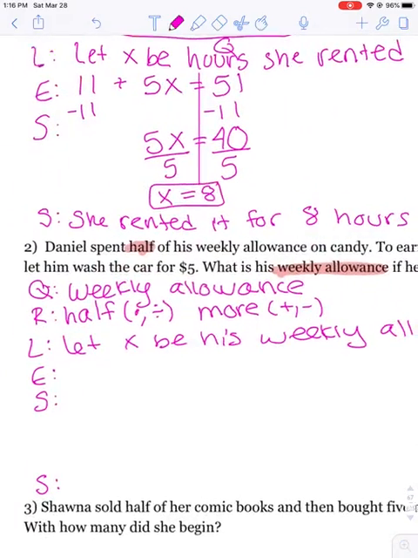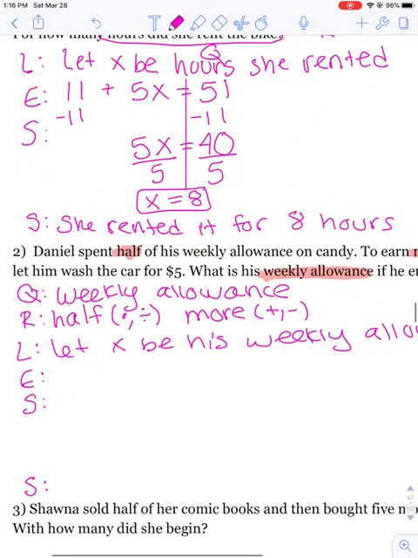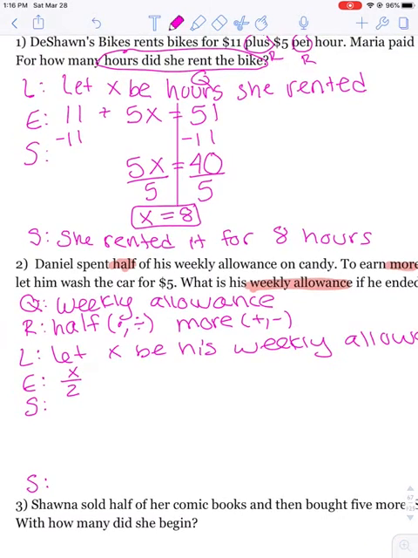So the weekly allowance is the mystery. In the equation, there's 2 different ways that I can show the beginning of the story. The beginning of the story is that he spent half of it. I could either write that as 1/2 X, or I could write that as X over 2, and it's whatever you prefer. I kind of like the X over 2 version better, but they mean the same thing. So I'm going to do X over 2.